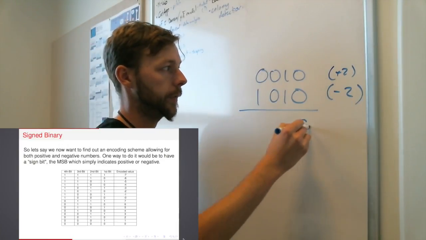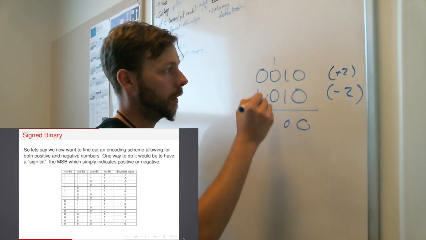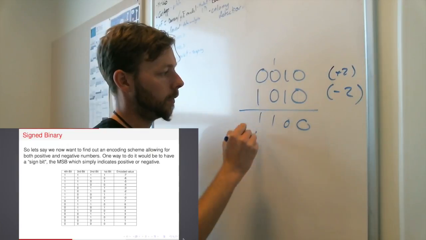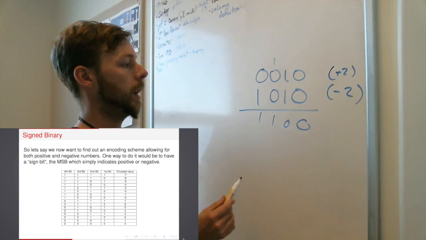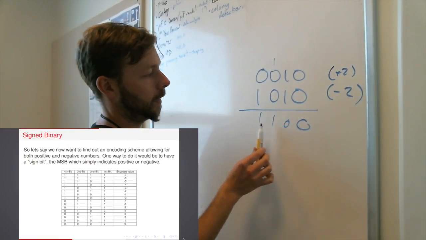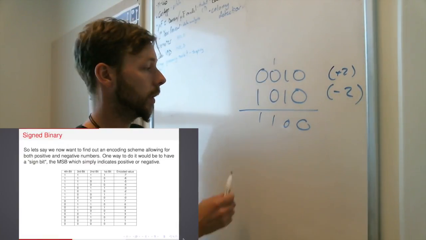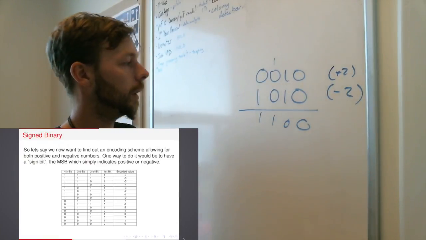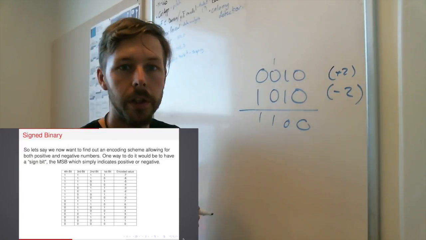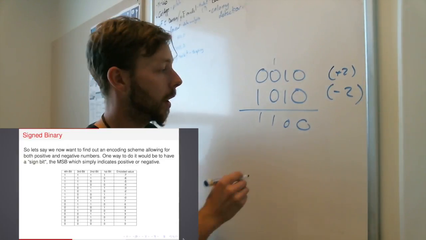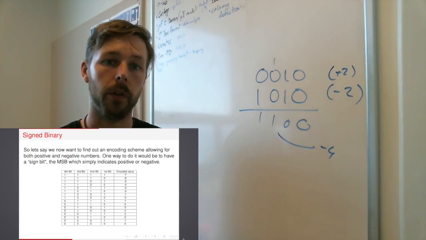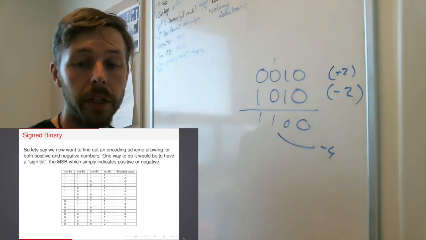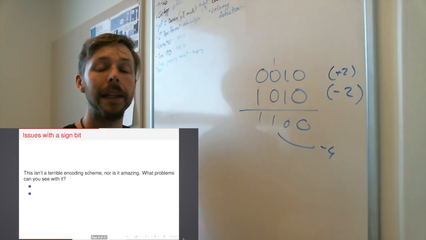Well, 0010 plus 1010 is 1100. Oh, we've got positive 2 plus minus 2 has now given us 12. Sorry, that's a negative sign in this encoding scheme. That officially is encoding minus 4 in this encoding scheme. So while it does follow logical structure, our arithmetic has gone completely out the window.